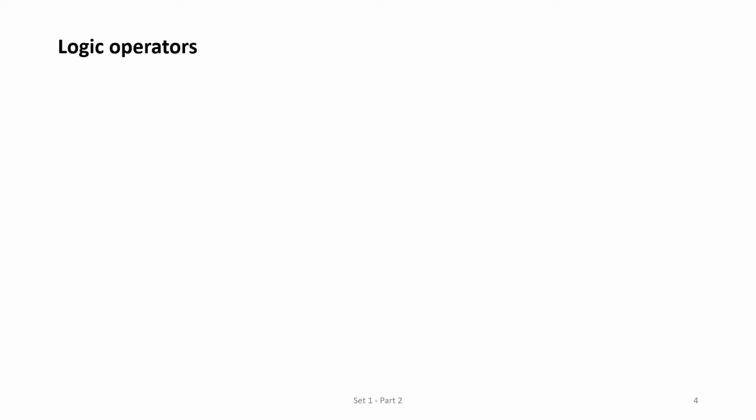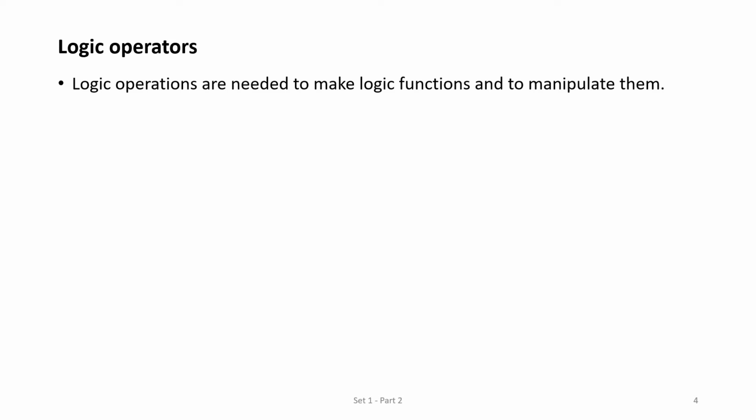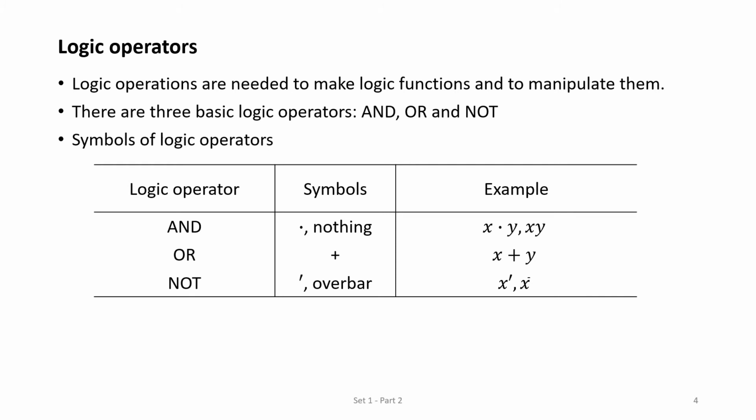Logic operators. Logic operations are needed to make logic functions and to manipulate them. There are three basic logic operators: and, or, and not. Symbols for logic operators are shown in this table. The leftmost column indicates logic operators: and, or, not. The next column indicates symbols used for those logic operators.